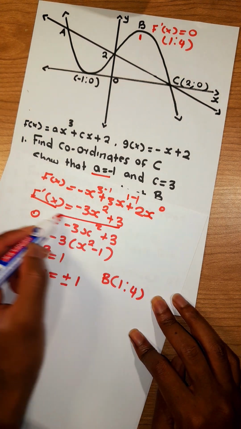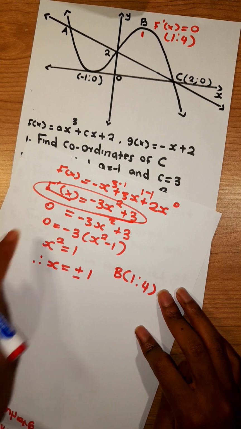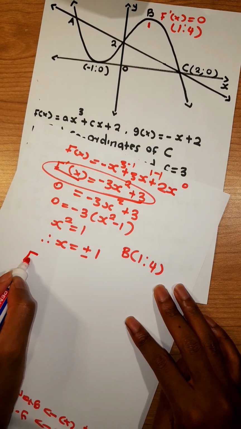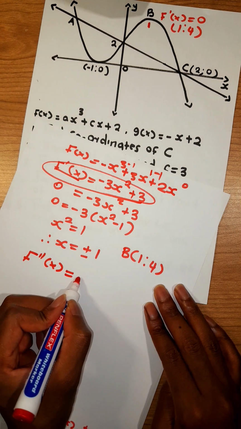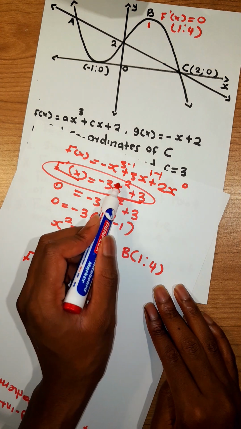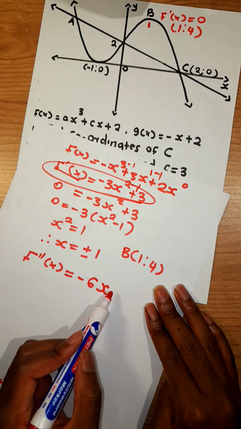Well, to find the x coordinates of the point of inflection, you need to derive for the second time. So this is the first derivative. So what is the second derivative going to be? If we derive for the second time in terms of x, we're just going to get minus 6x, because 2 times 3 is going to be minus 6, and 2 minus 1 is just going to be x.